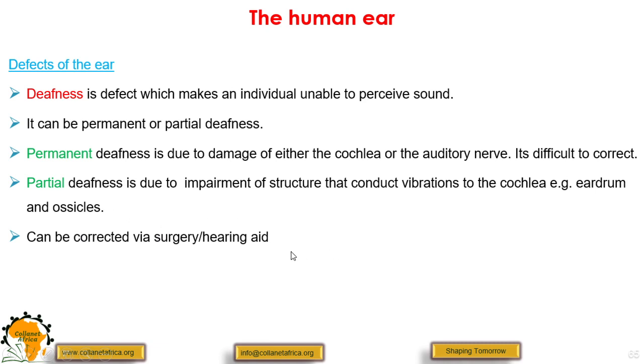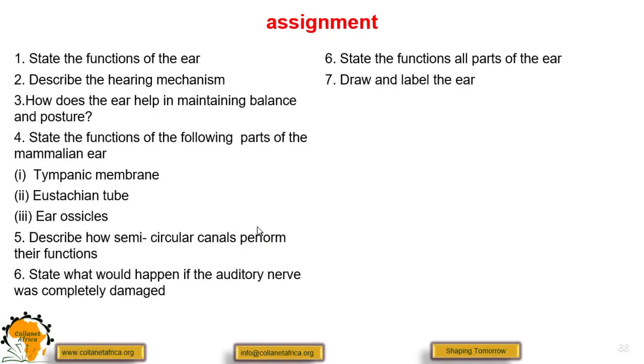You might have seen some individuals having something like Bluetooth speakers on their ears, so they could be hearing aids to enhance hearing capacity. So we are done with this lesson or topic.